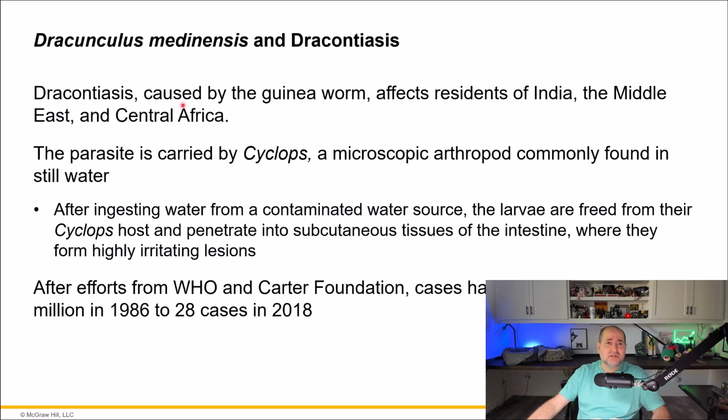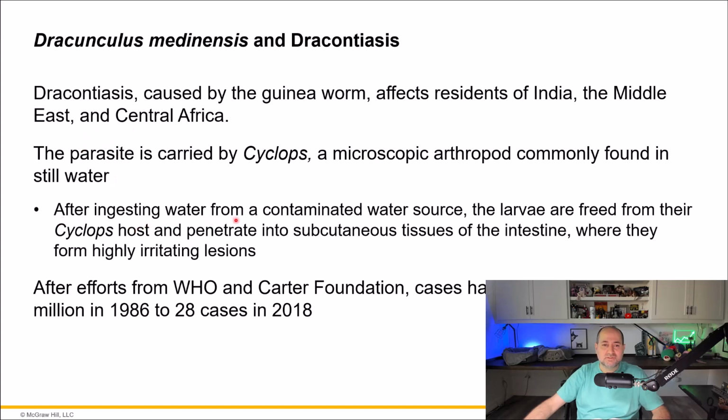Draconiasis is caused by that worm I just told you about. It's also known as the Guinea worm. It affects residents of India, Middle East, Central Africa. This worm is a parasite carried by Cyclops, a microscopic arthropod commonly found in still water. If a person were to ingest Cyclops, they would also ingest this guinea worm.